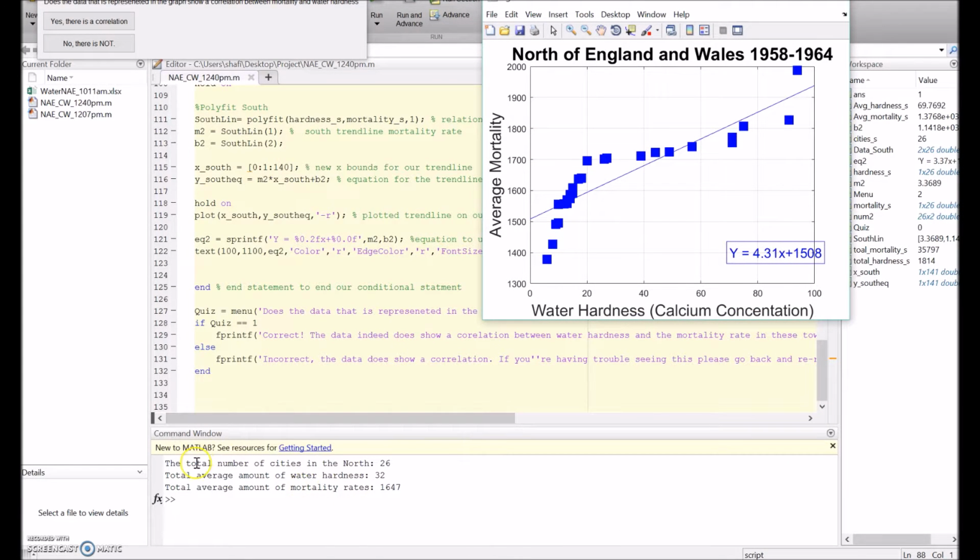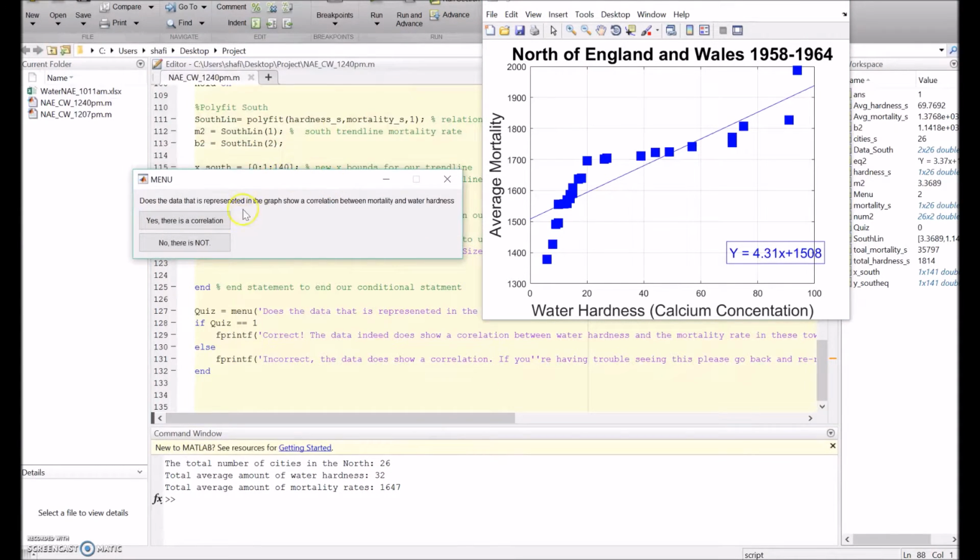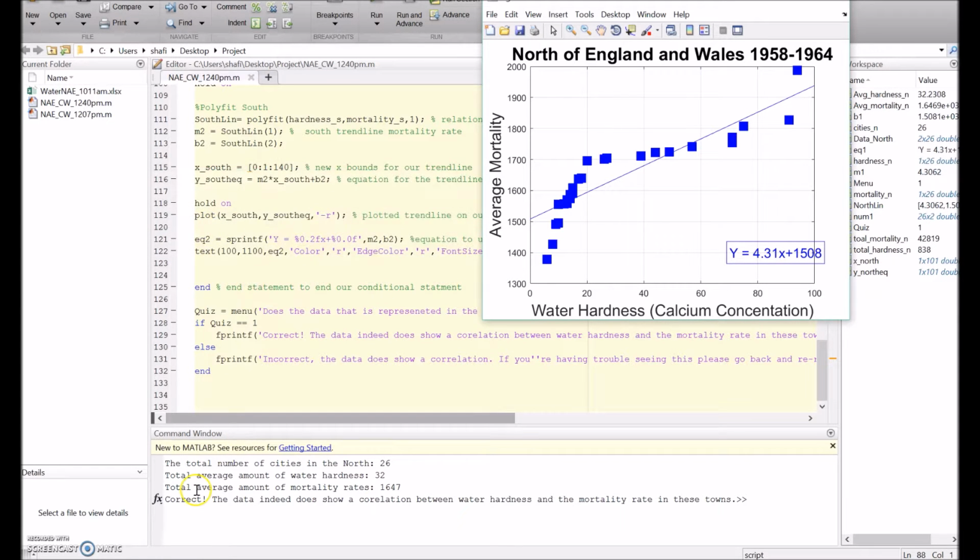In the command window, we are given the total number of cities in the north, which is 26, the total average amount of water hardness, which is 32, and the total average of mortality rates, which is 1647. And another prompt is also brought up. Does the data represented in the graph show a correlation between mortality and water hardness? There seems to be a correlation linked to water hardness and mortality rates, so we choose yes. There is a correlation. If we chose yes, we are given in the command window, correct, the data indeed does show a correlation between water hardness and mortality rate in these towns.